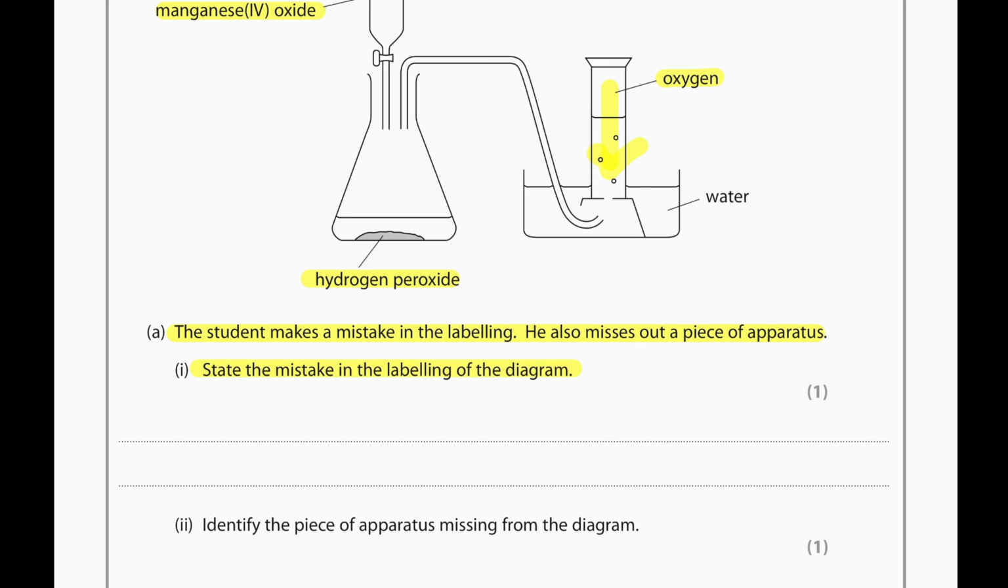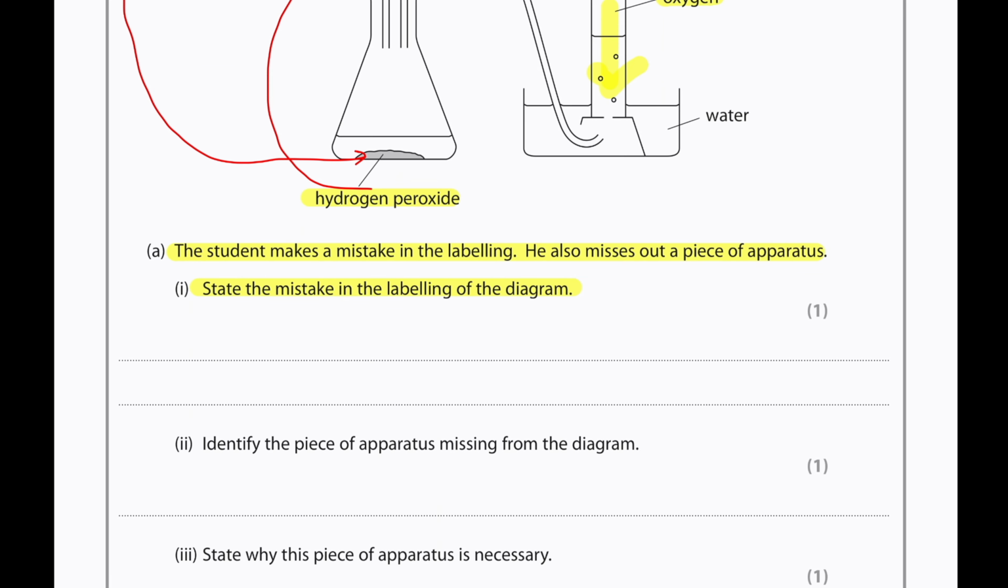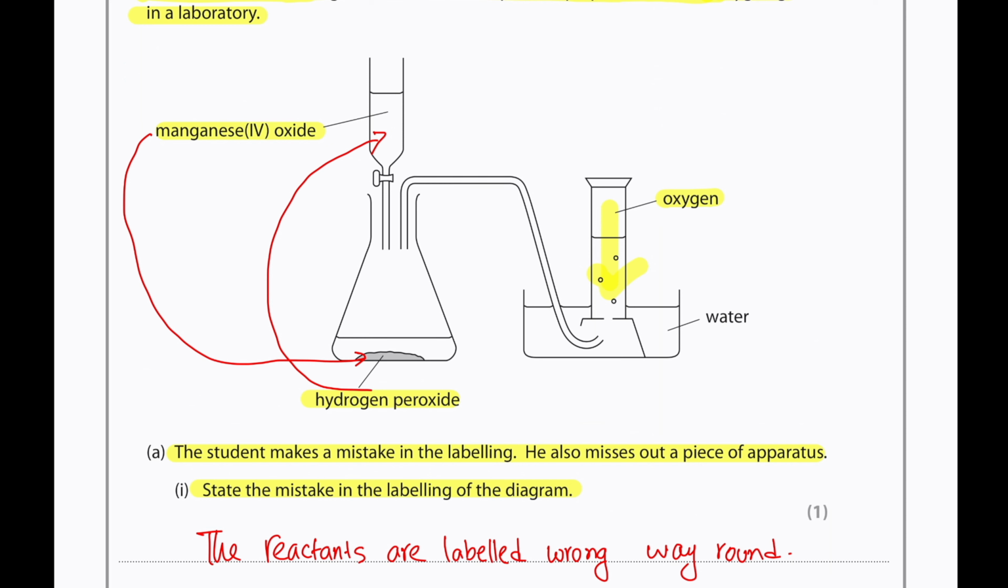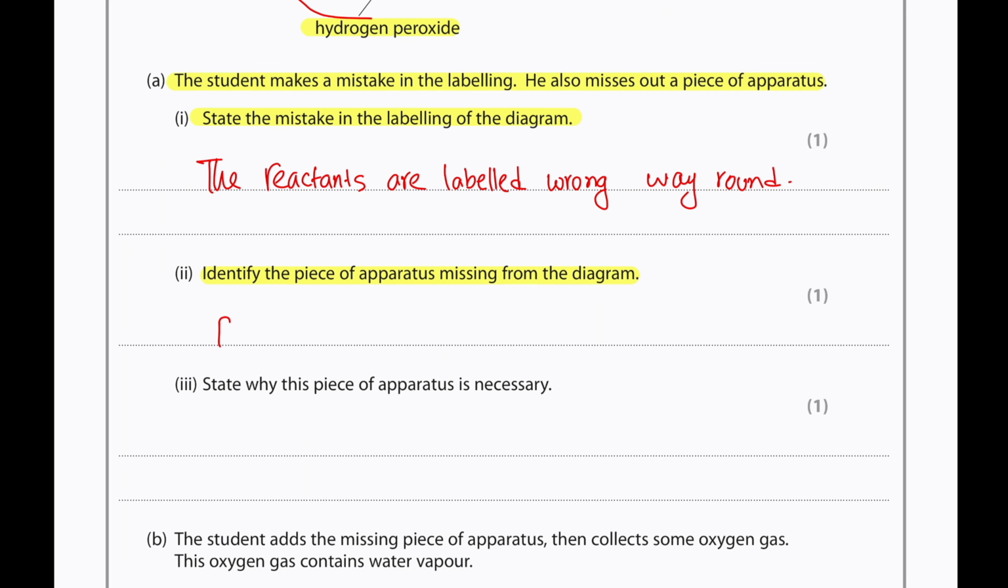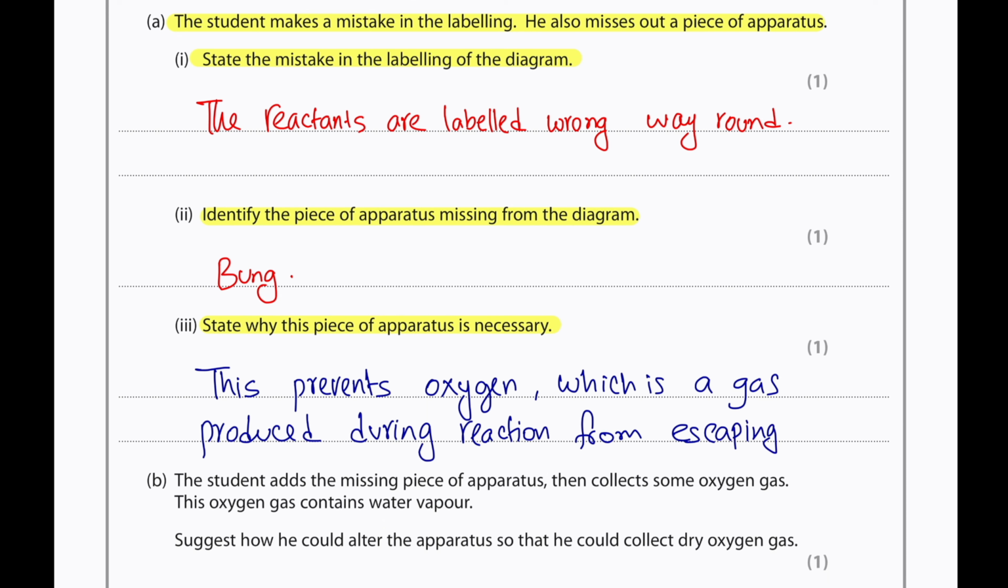State the mistake in the labeling of the diagram. So in terms of labeling, the reactants are labeled the wrong way around. For example, the manganese oxide is the solid and the liquid is the hydrogen peroxide. Identify the piece of apparatus missing from the diagram. So from the diagram, we can see that the rubber bung is missing. State why this piece of apparatus is necessary. This piece of apparatus prevents the oxygen, which is a gas, from escaping.